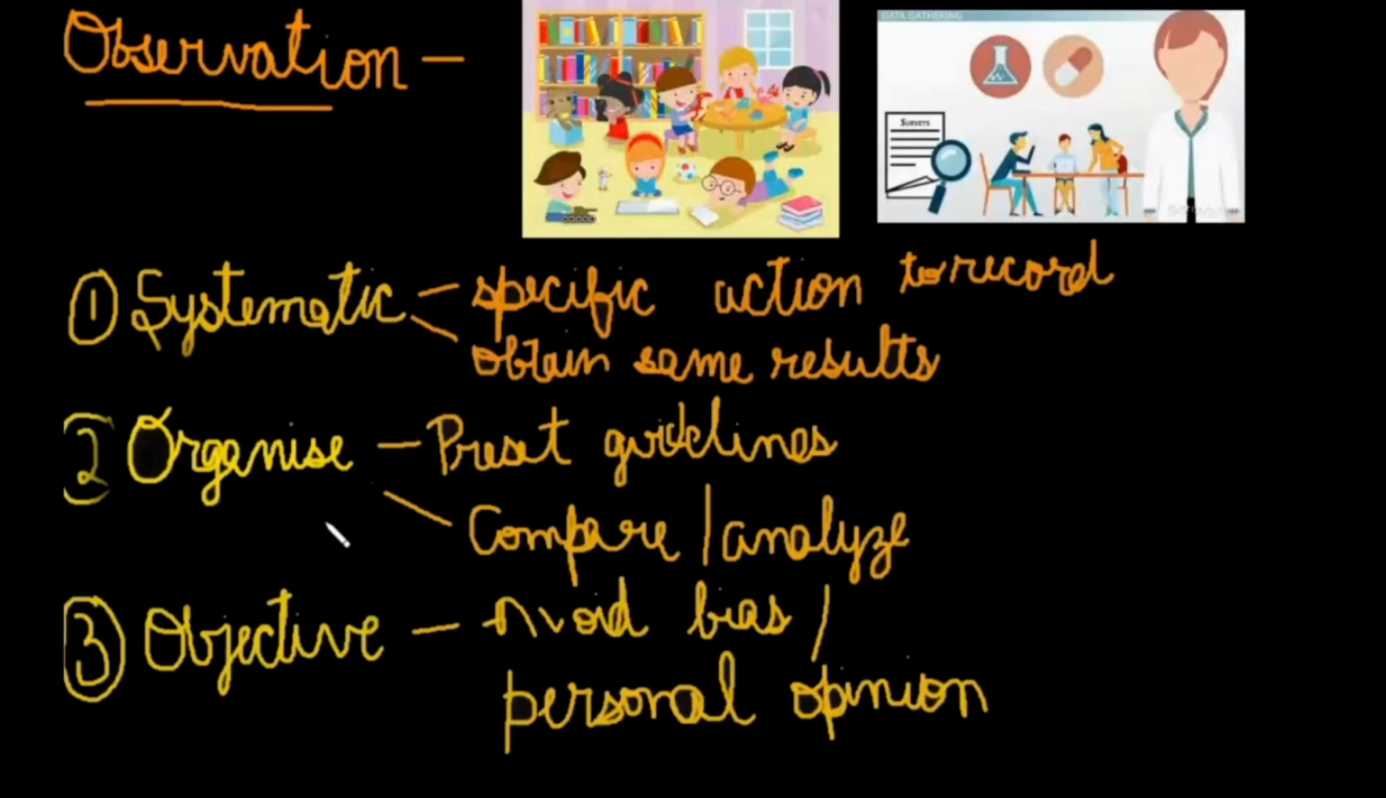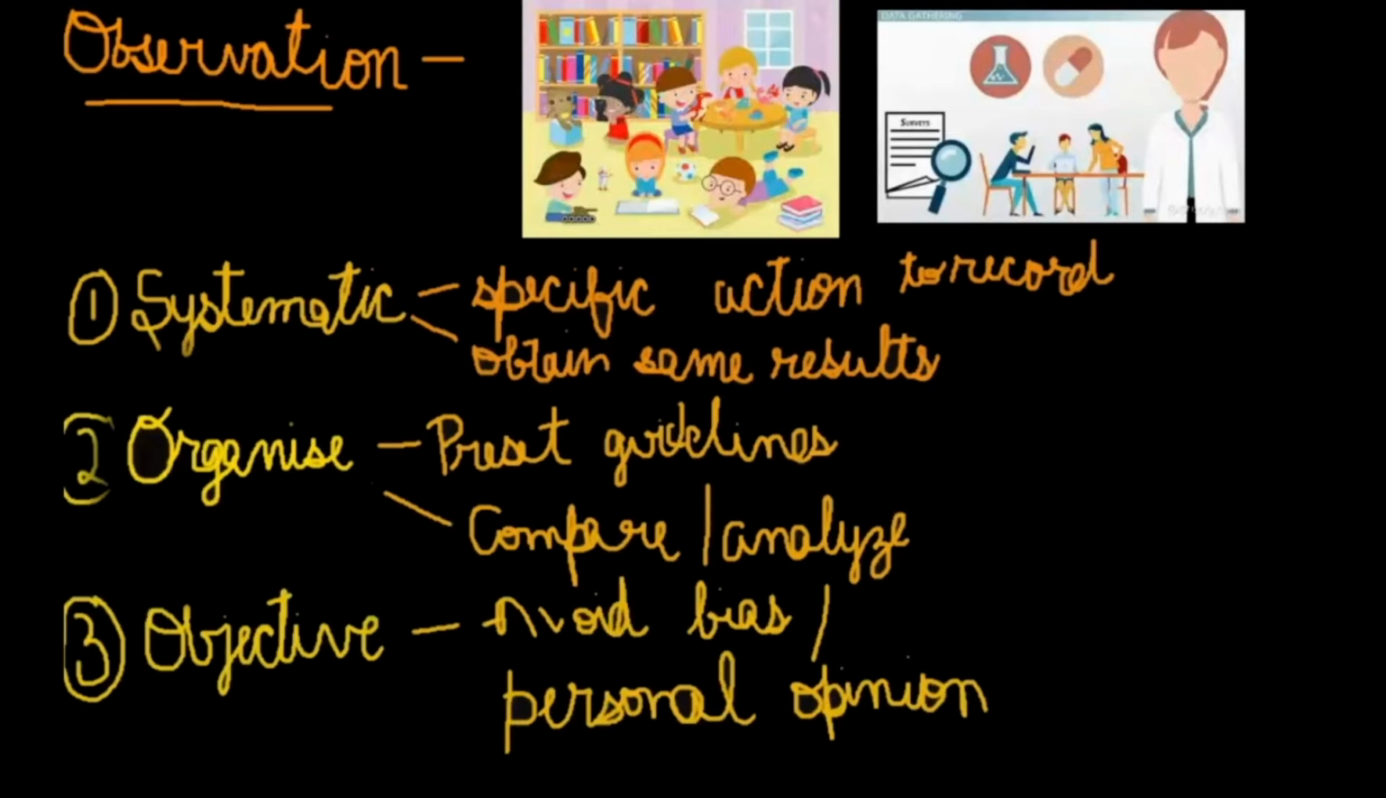Observation procedures are usually organized and conducted under preset guidelines, so that observations gathered through the process can be analyzed and compared. Like in the case of two researchers observing students in a classroom, they have to organize, or set guidelines in a way that later on both of them can compare their results.